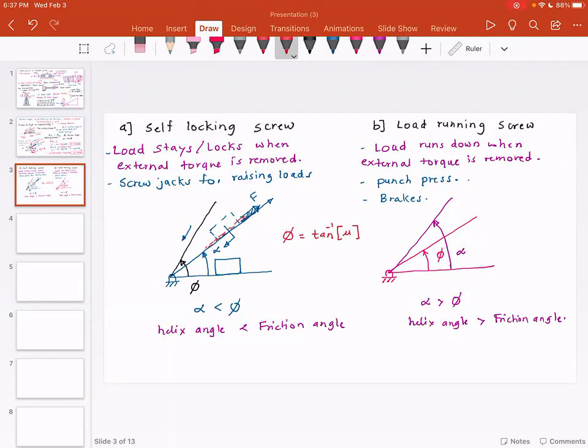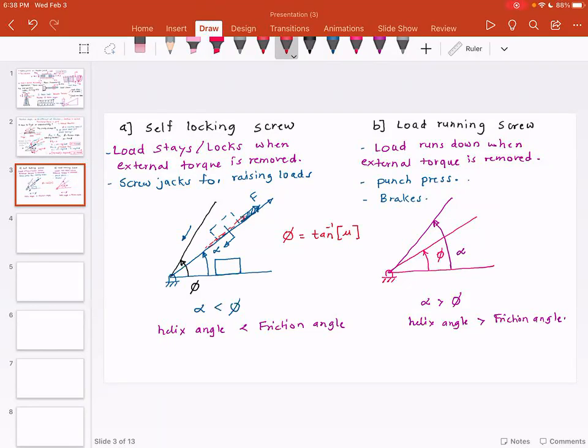So whenever you design the self-locking screw, you have to make sure that you have enough factor of safety so that even if there is some water, even if there is some oil, even if there is something else going on, the coefficient of friction should not decrease to such a level that the load on its own will start running down. So this is an important concept in the power screw design.